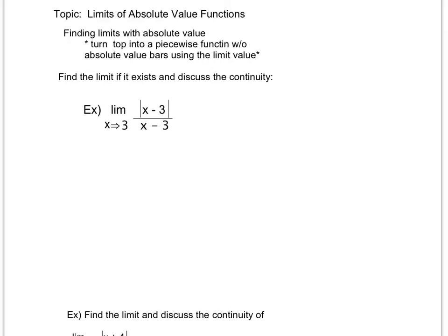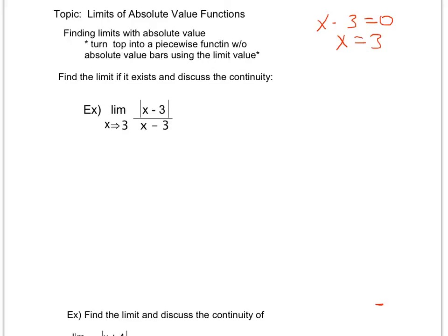So I have two examples with this. Looking at the first one, we want to find the limit if it exists and discuss the continuity. First thing I'm going to do is take that x minus 3 and ask myself, when does x minus 3 equal 0? Actually, time out. What I should have done first is use direct substitution, but I did set up my problem. If I plug in 3, I get absolute value of 0 over 0, which is 0 over 0, which is indeterminate. So looking for another method, I'm going to say, when does x minus 3 equal 0? Well, I know x minus 3 equals 0 if x is 3.